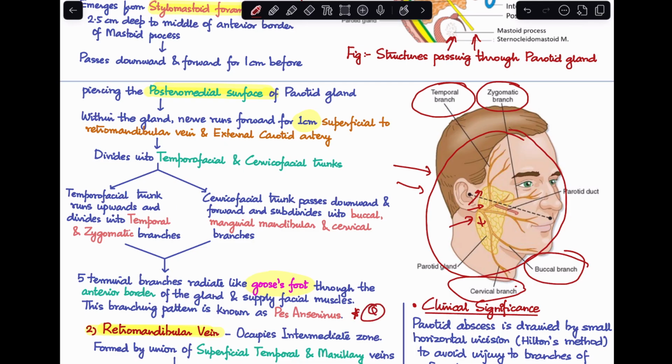And this is a very important question you'll definitely be asked in your viva and even in your theory exams. What is pes anserinus? So the pes anserinus is the pattern that is formed by the five terminal branches of the facial nerve as it exits the parotid gland at the anterior border. So this is the course of facial nerve through the parotid gland.